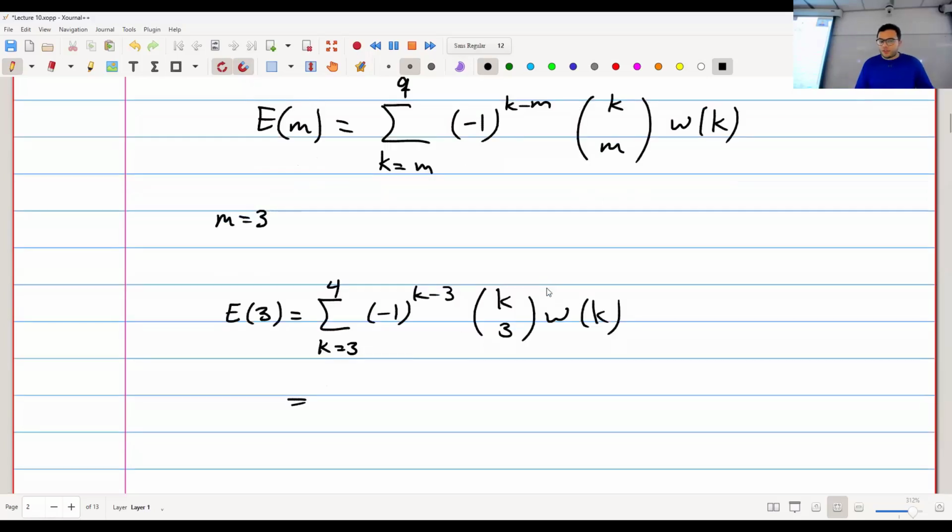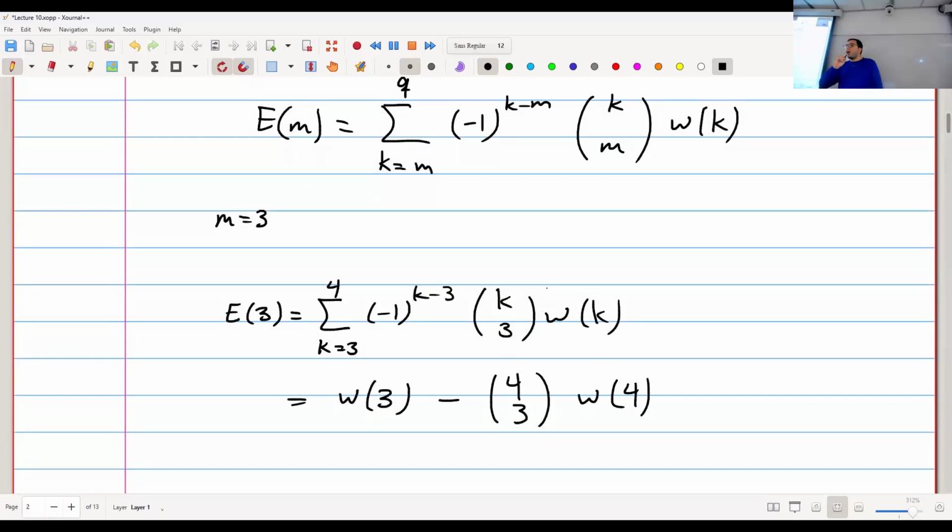So basically, what is this saying? This is saying that first, I look at W3. What is W3? It's the sum of the sizes of all the intersections of 3 of my sets, right? And from that, I have to subtract what? I have to subtract 4 choose 3, W4. Because if I have a path that goes through all 4 of my segments, it's counted 4 times here, but I want to count it 0 times. So I have to subtract it 4 times. 4 choose 3 is 4.